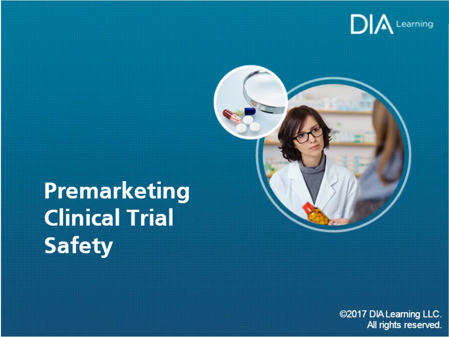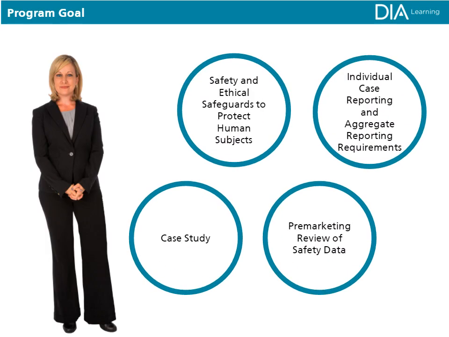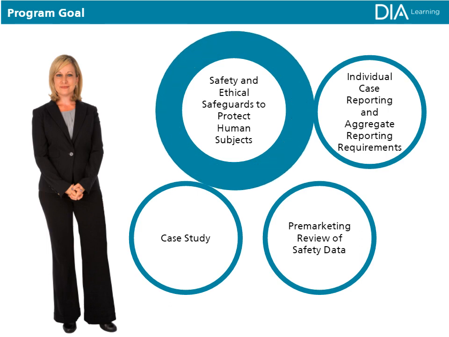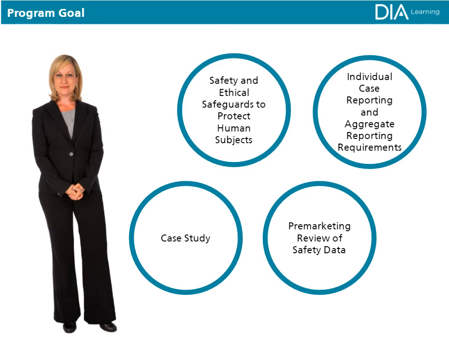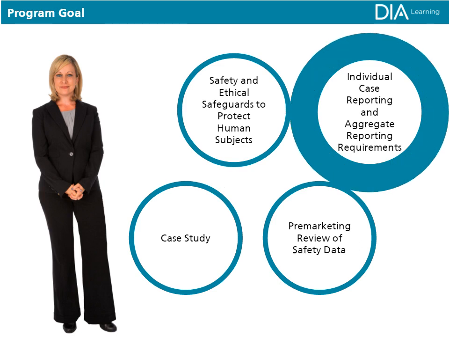The Drug Safety Program explores pre-marketing clinical trial safety. The Pre-Marketing Clinical Trial Safety e-learning module provides a framework and details around drug safety requirements for clinical trials for drugs in humans. This module provides information about safety and ethical safeguards in place to protect human subjects in clinical trials, informed consent, institutional review boards and ethics committees, and data safety monitoring boards. It provides the details on individual case reporting and aggregate reporting requirements.